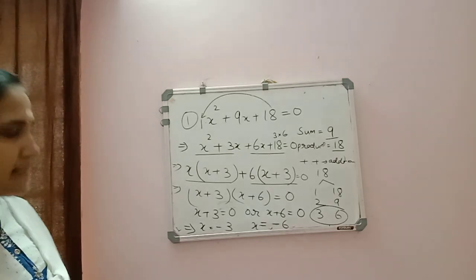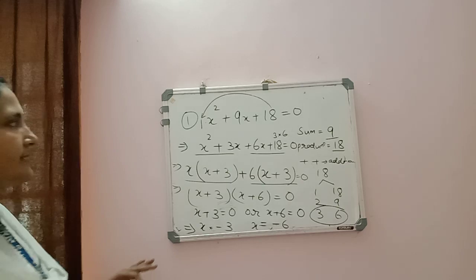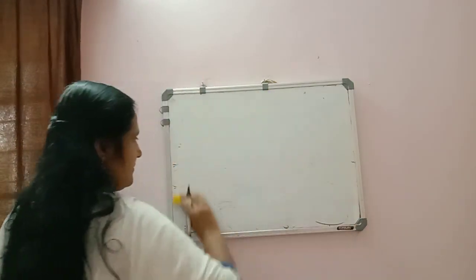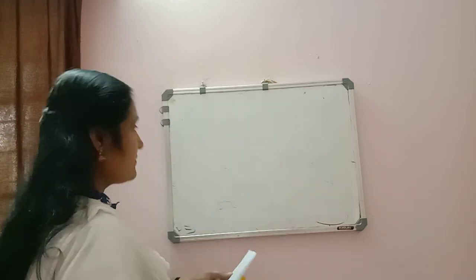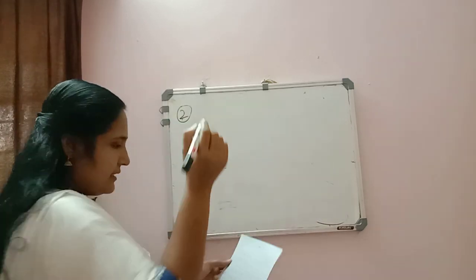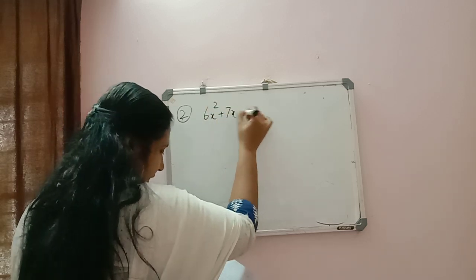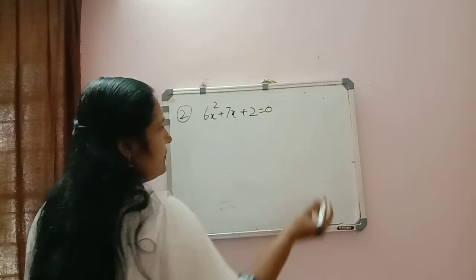I hope this method is clear to you. We'll discuss some more examples. Second question: 6x square plus 7x plus 2 equal to 0.